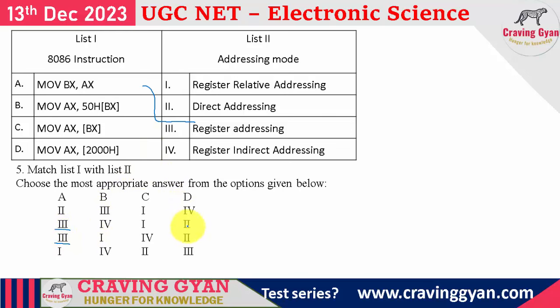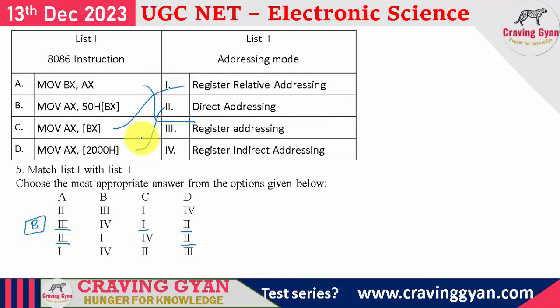Next, look at the things. For D, it is 2. Right? Now, MOV AX, within the braces what they have given is BX. So it is what? A register relative addressing. Option B is going to follow.